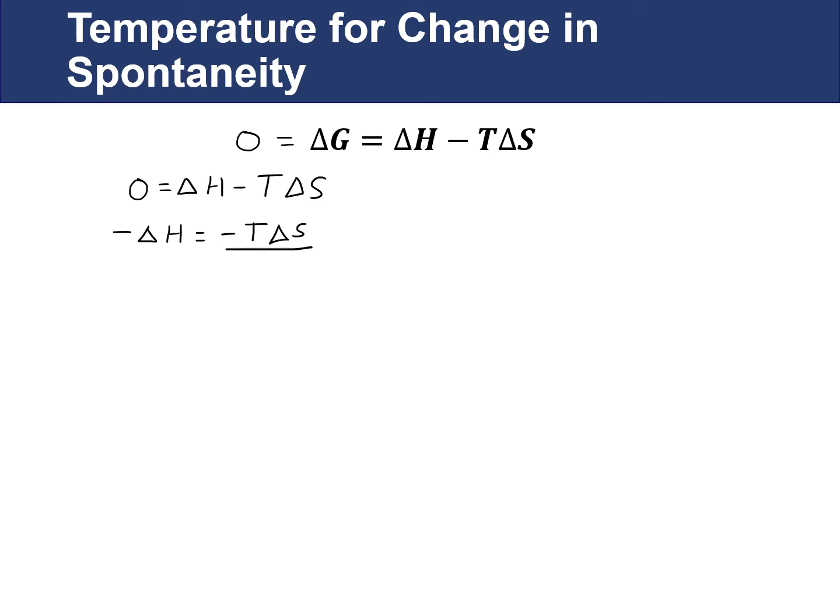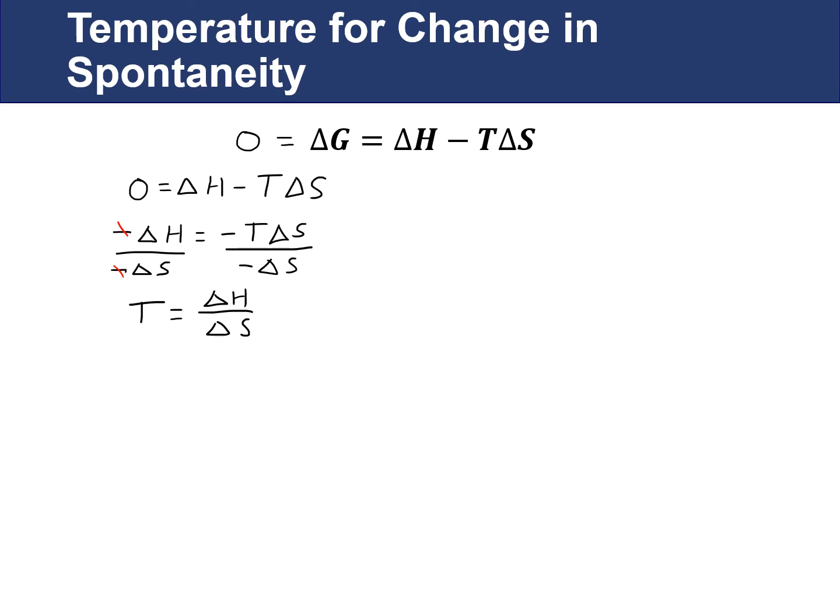I'm going to divide both sides by negative delta S. The negatives will cancel each other out. And so I'd be left with the temperature is equal to delta H over delta S. And you'll note, if you look at the previous slide with the table that we had, this occurs when they both have the same sign. So the times in which you have a transition is if they're both either negative or they're both positive.